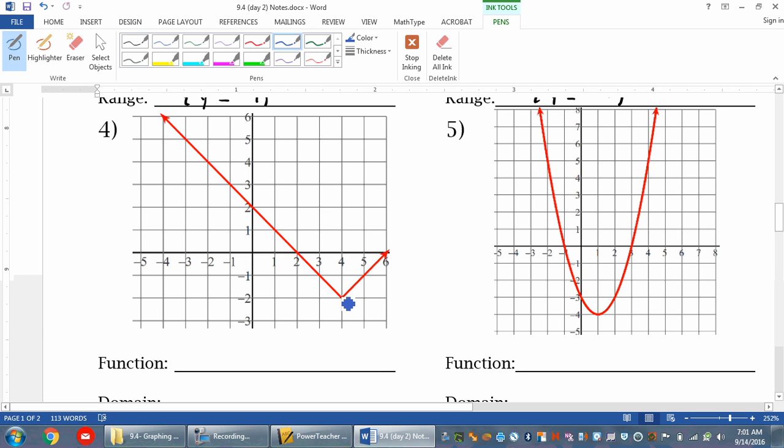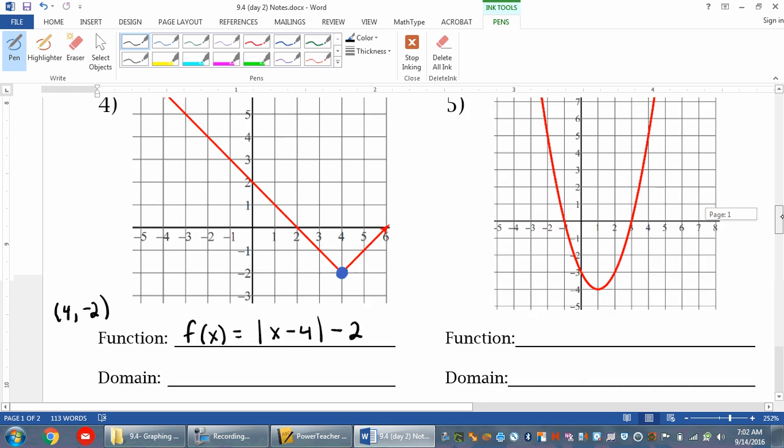Again, let's go ahead and identify the vertex. Vertex is coordinates (4, -2), and it's an absolute value. Again, I'm always going to start with f(x) equals, and since it opens up, I'm just going to write the absolute value bars. It's going to be x minus 4 because it's the opposite sign, and then minus 2 because it's the same sign for the y coordinate.